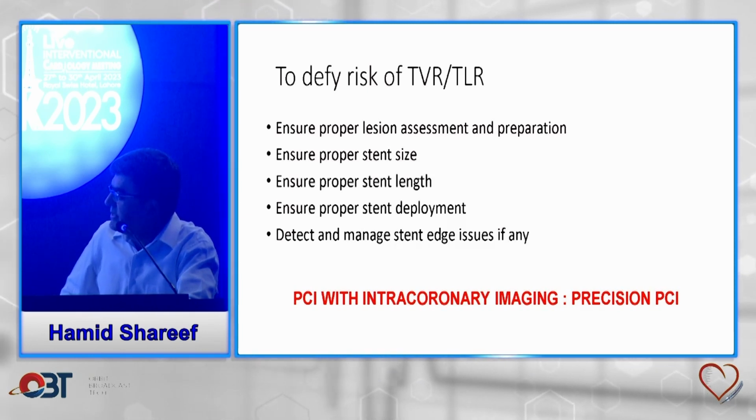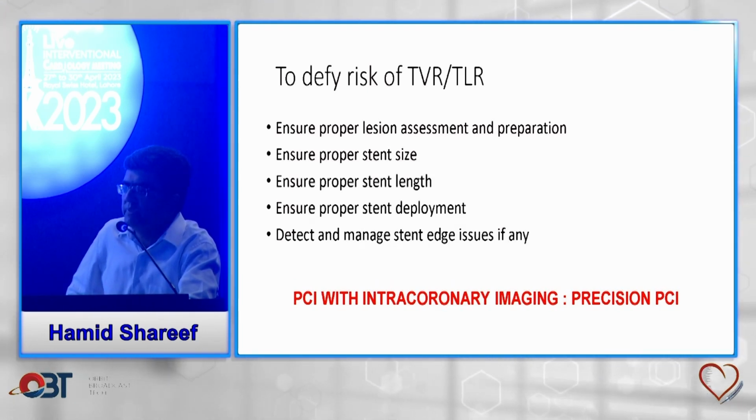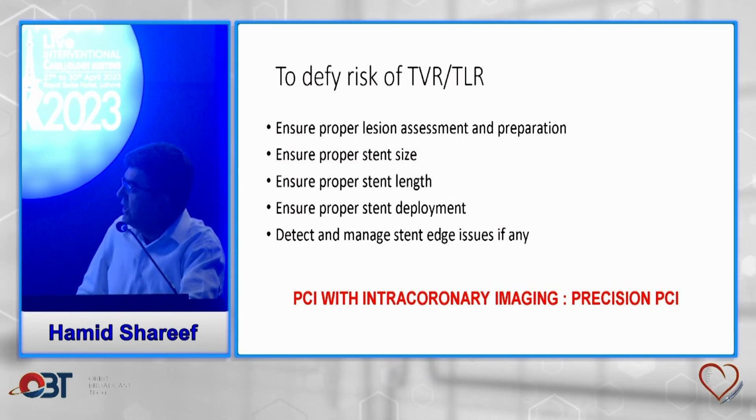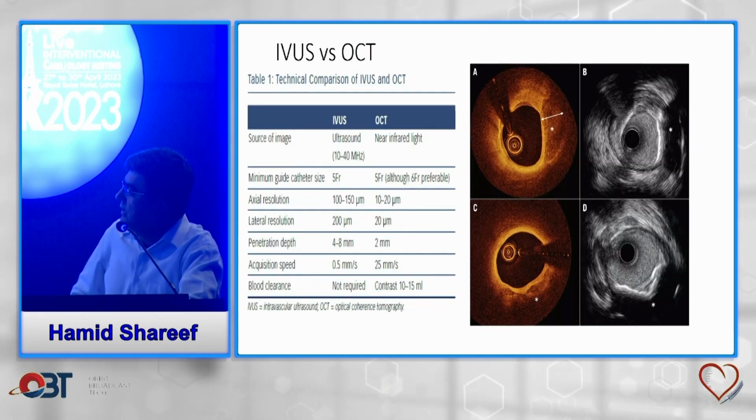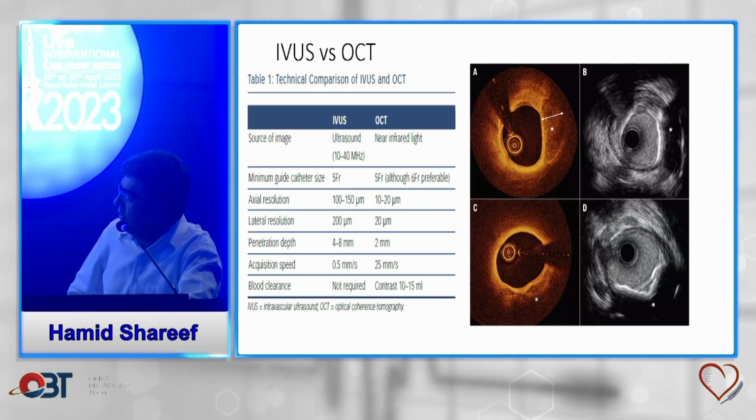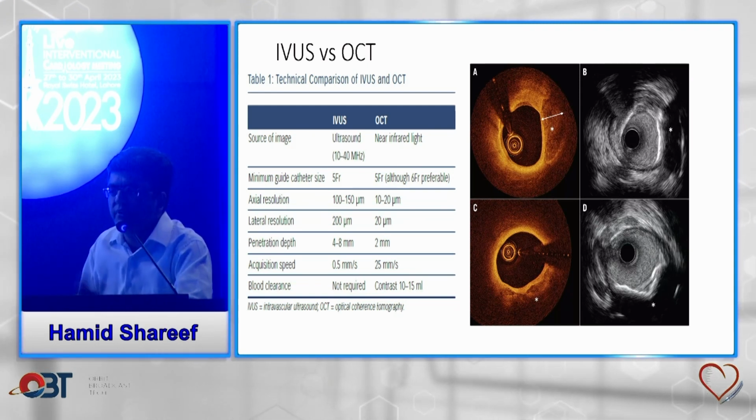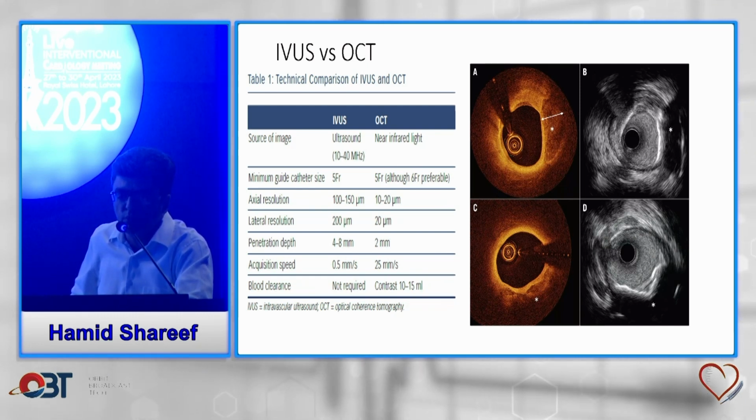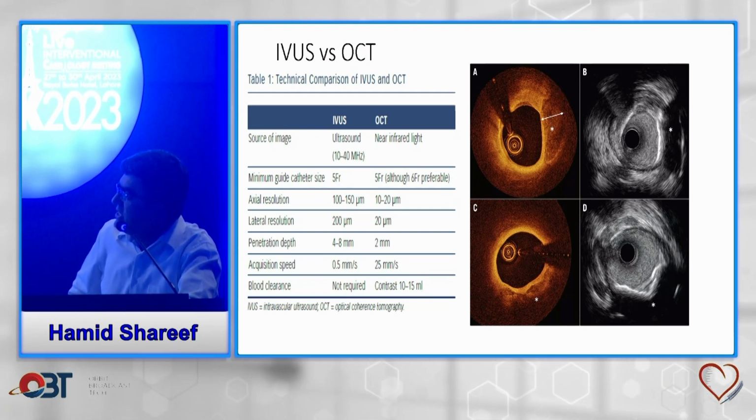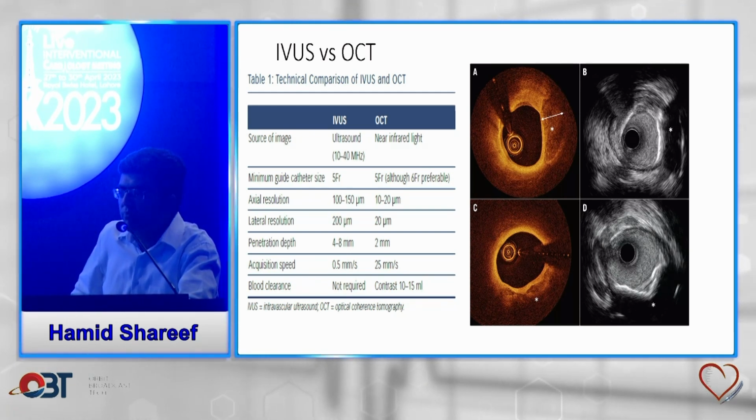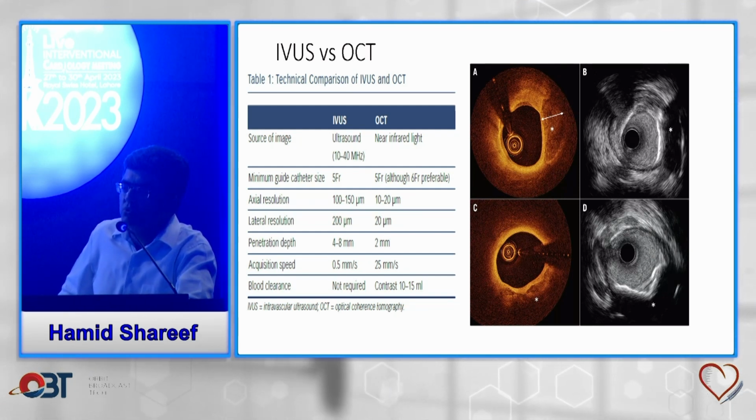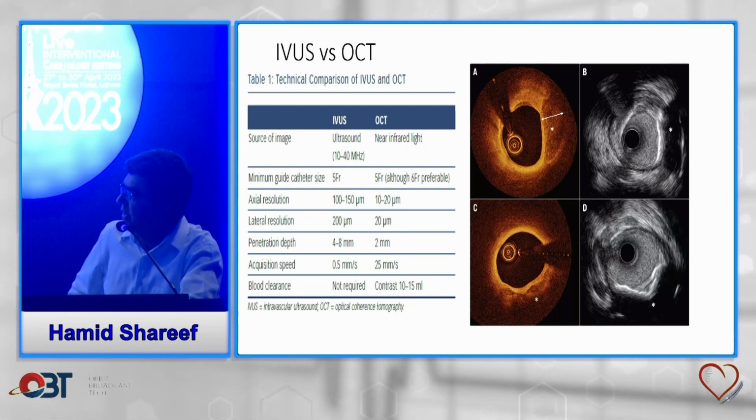So PCI with intracoronary imaging can solve all these issues. That is why the concept of precision PCI has come into the system over the last few years. We have two modalities, IVUS and OCT. They differ in terms of functioning. IVUS uses ultrasound waves, while OCT uses near-infrared light. Based on these properties, IVUS has improved penetration, while OCT, compared to IVUS, has increased magnification and improved resolution.